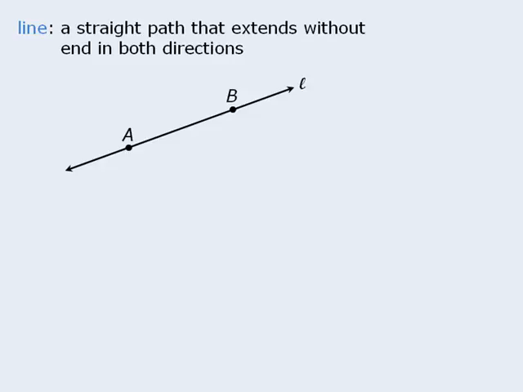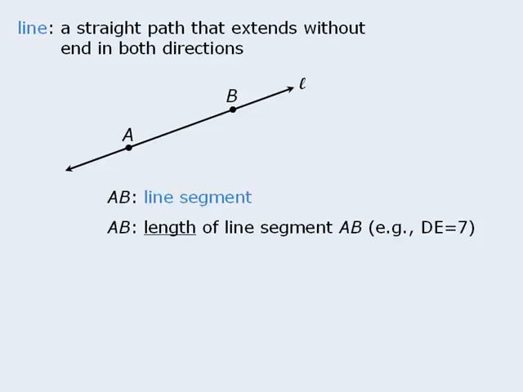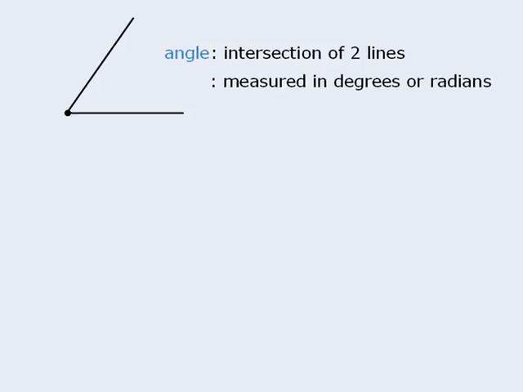Please note that we can use AB to denote a certain line segment, or we can use the same notation to denote the length of a certain line segment. Now this might sound confusing at first, but you will find that the intention of the notation is easily determined by the context. Okay, now let's talk about angles.